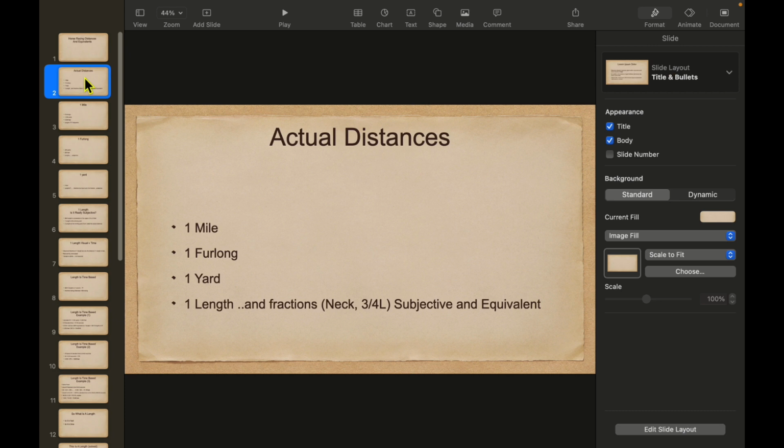So actual distances in horse racing, you've got 1 mile, you've got a furlong, you've got a yard, and you've got lengths and fractions of lengths, such as a short head, a neck, three quarters of a length. The length and fractions are all subjective. They're all equivalents. And I will go over them as this slideshow progresses.